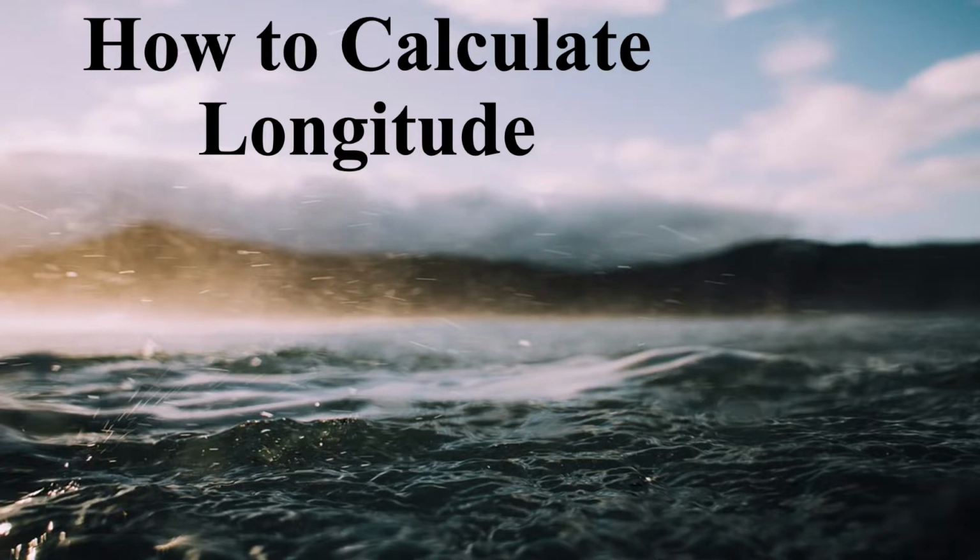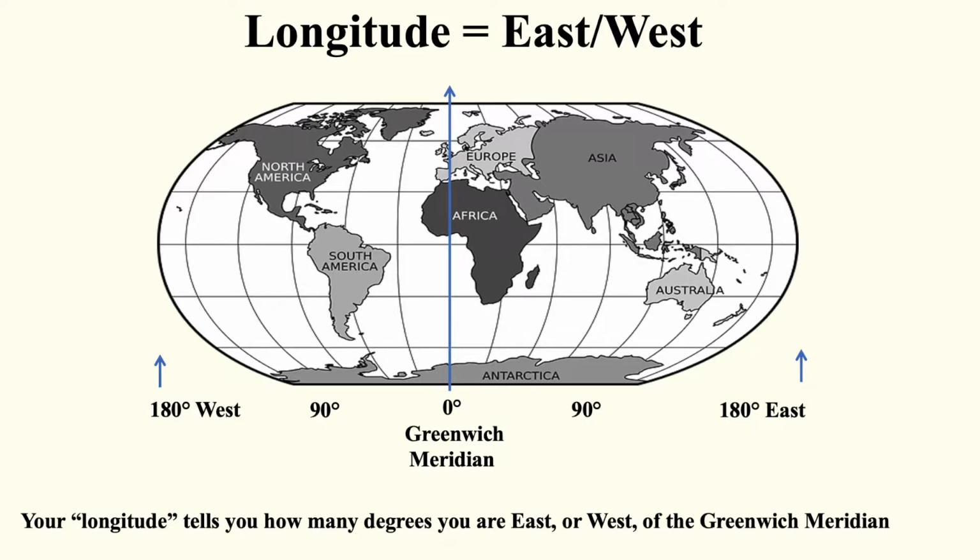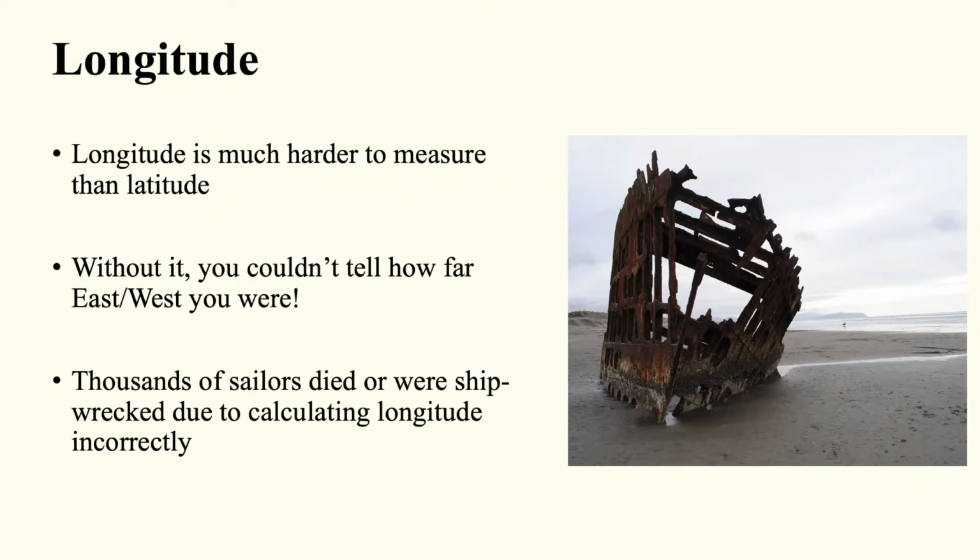How to calculate longitude. Longitude is a measurement of how far east or west you are from a central reference point called the Greenwich meridian. Longitude is much harder to measure than latitude.